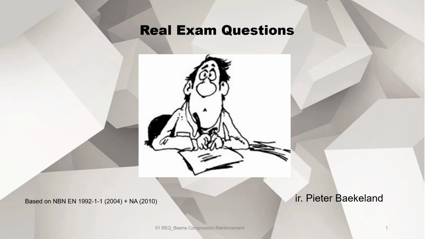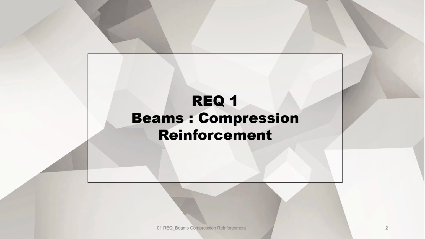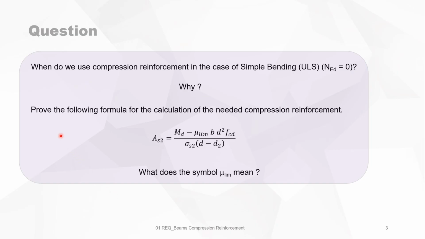Real exam questions. This is question 1 about beams and compression reinforcement. The question is, when do we use compression reinforcement in the case of simple bending in ultimate limit state?